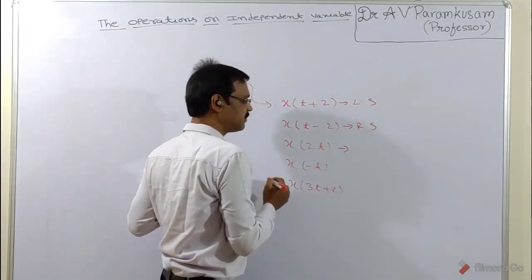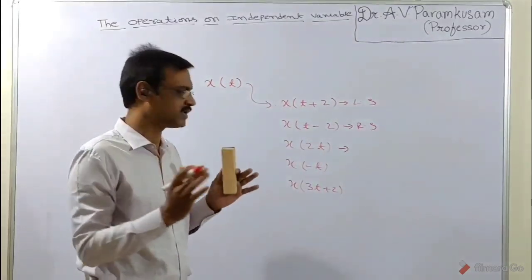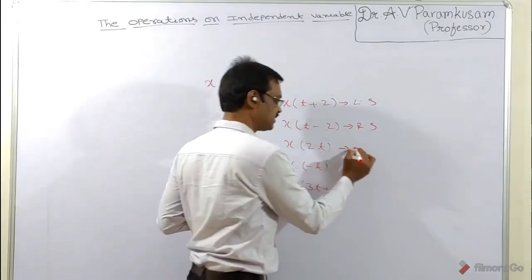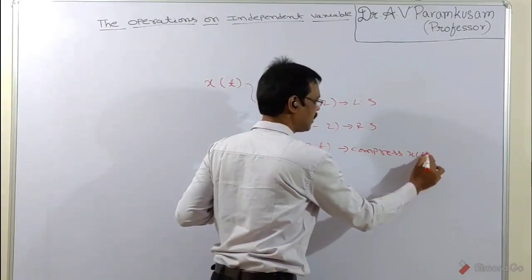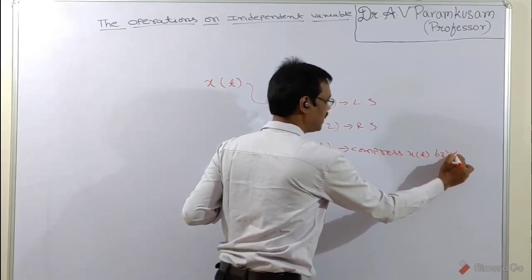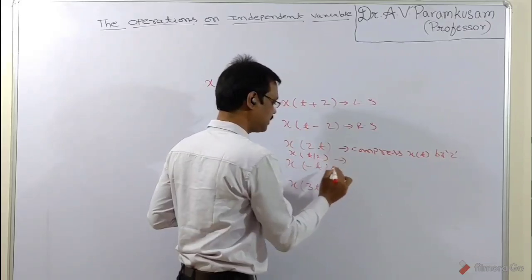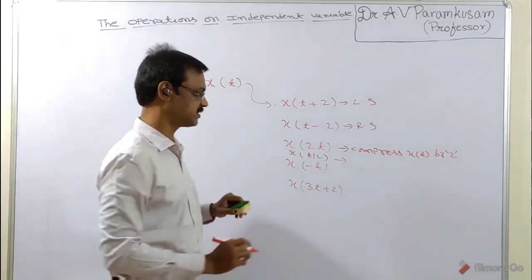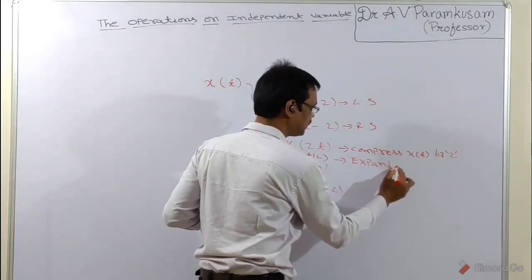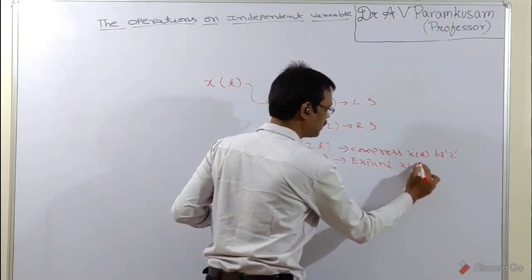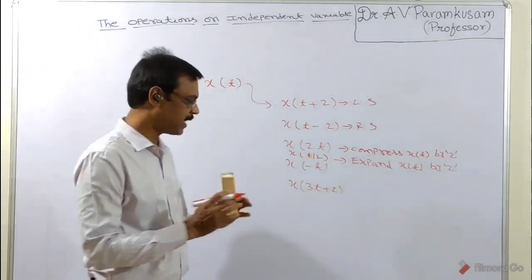Then x of 2t can be obtained by compressing the signal x of t. Compress x of t by 2. Suppose another signal is also there, x of t by 2. Then x of t by 2 represents expansion. You apply the expansion, that is, expand the x of t by 2.